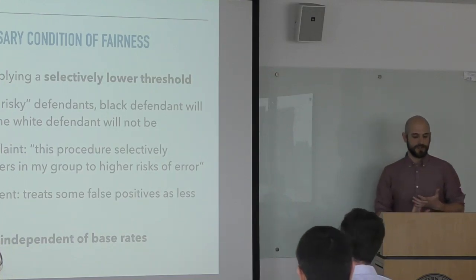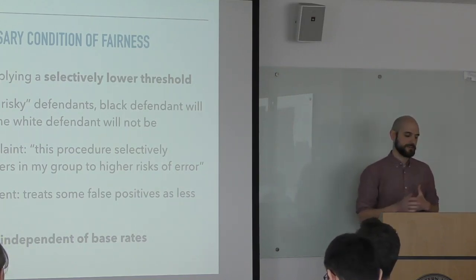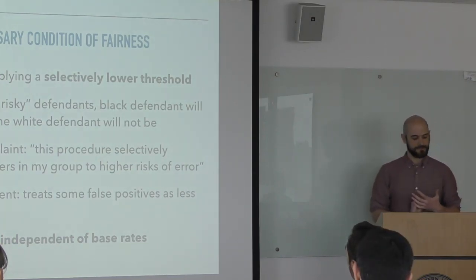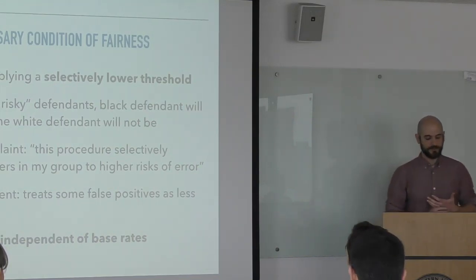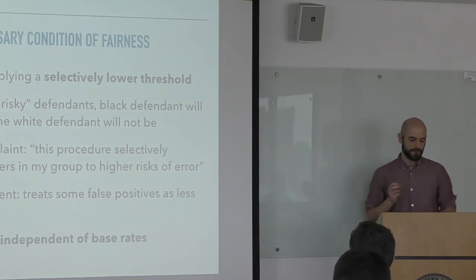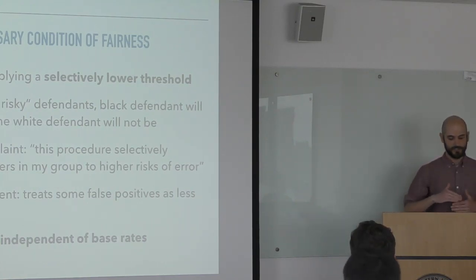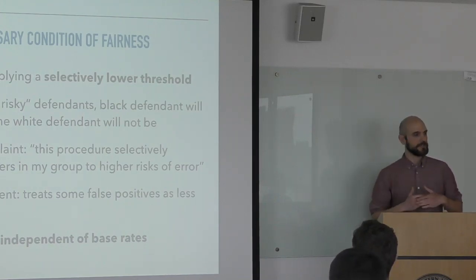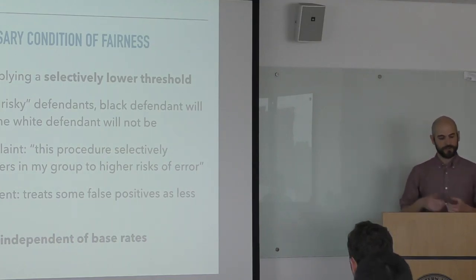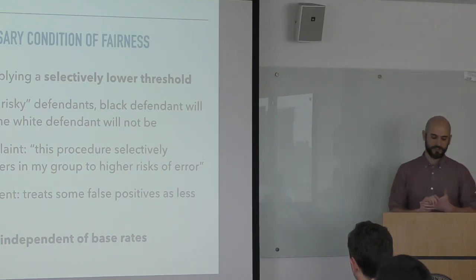It would be as if we were effectively applying a selectively lower threshold for black defendants. So if we had two defendants that we evaluated as equally risky, the black defendant would be detained, but the white defendant would not be. And so I think they would have a very strong complaint based on miscalibration that this procedure is selectively subjecting defendants like them to higher risk of error. And remember something I just said, a threshold is kind of a way of saying how much you value or disvalue false positives. And if you have a lower threshold for some people, in essence, you're not treating their false positives as seriously. You're more willing to subject people to the risk of false positives if you're more willing to detain them at a lower threshold.